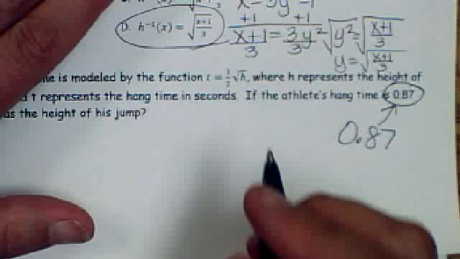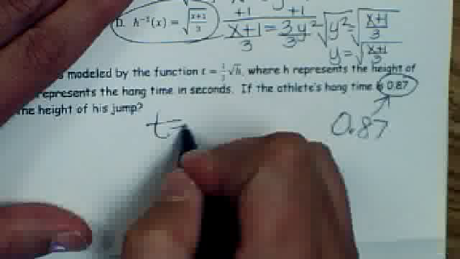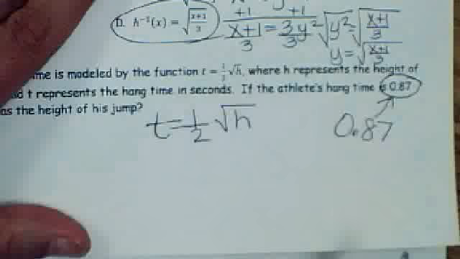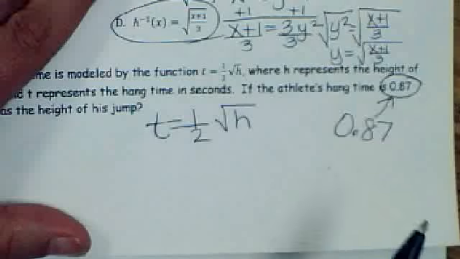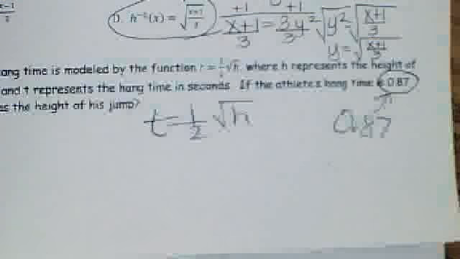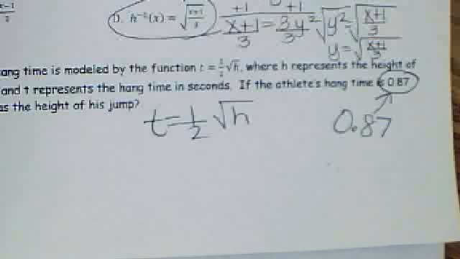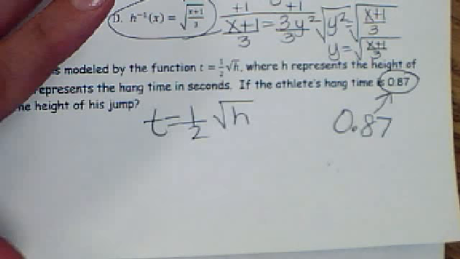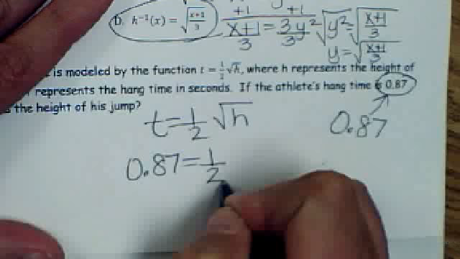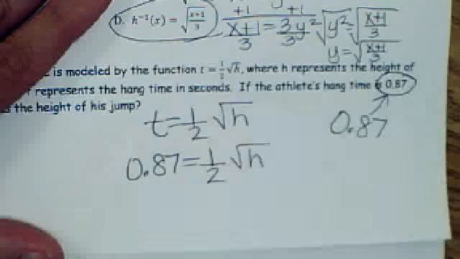I'm going to go look at my function t equals 1/2 the square root of h. Where does that 0.87 go? Is that the t or is that an h? So h, remember, is the height, t is the time, so that 0.87 is the seconds, so it has to go where t is. And now I have to solve that equation.